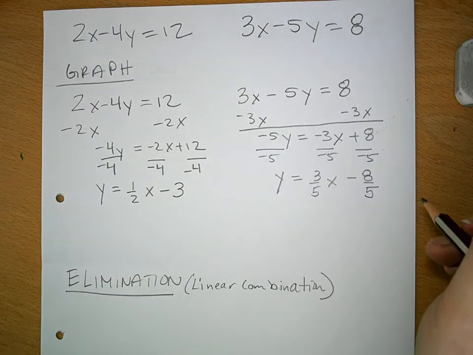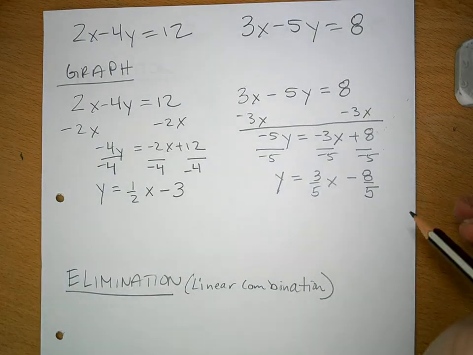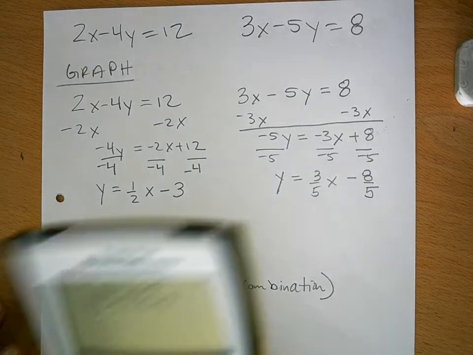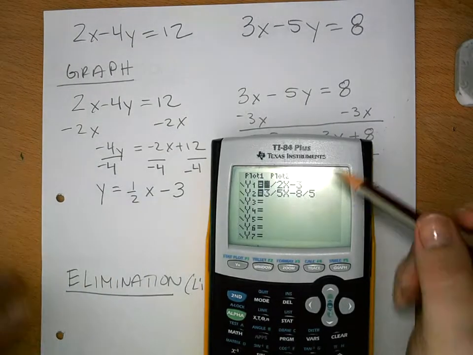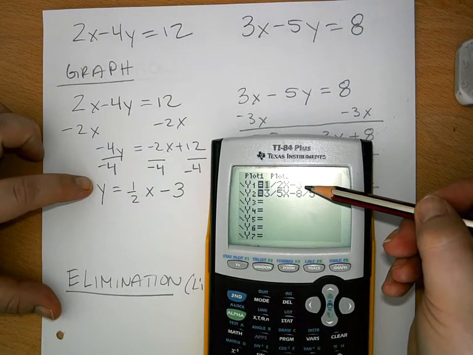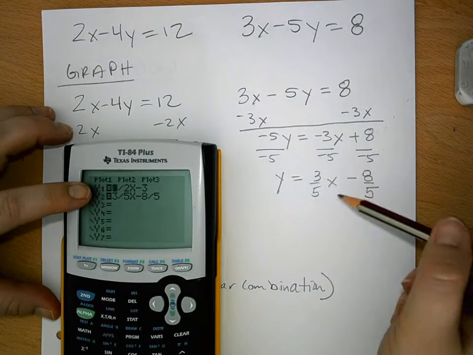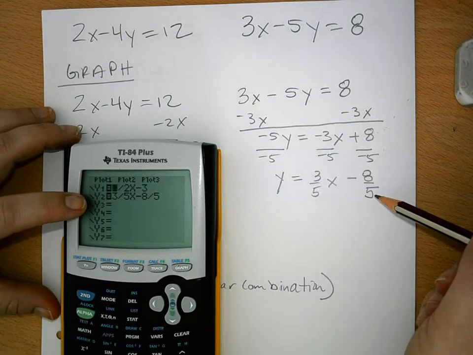Now, let's see what this looks like on the calculator. So, after you've put the 2 equations into your calculator, it should be something like this. 1/2 x minus 3, 3/5 x minus 8/5.